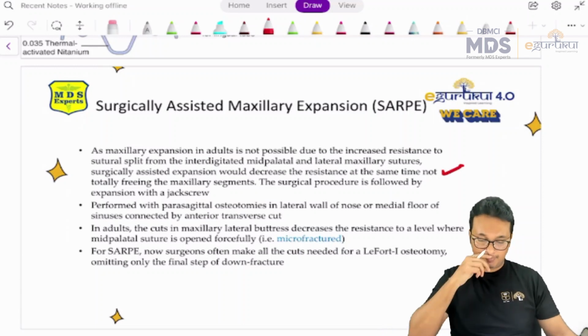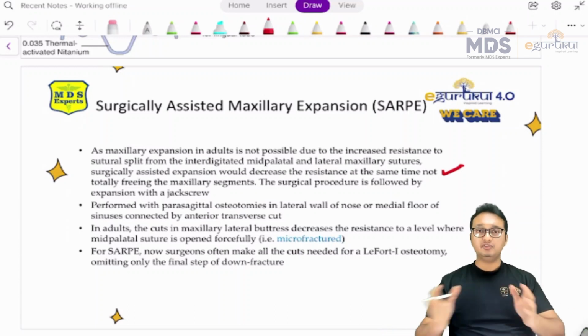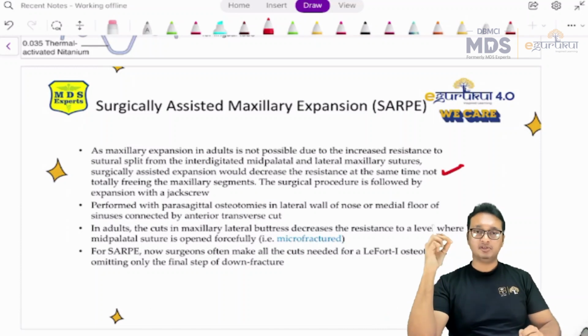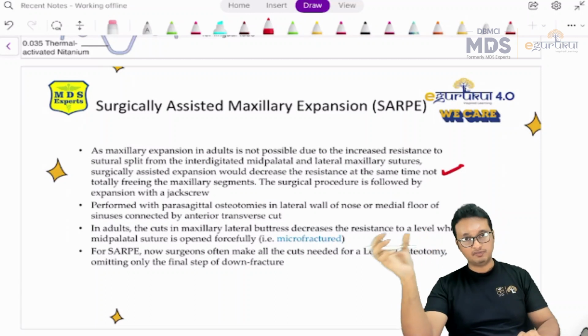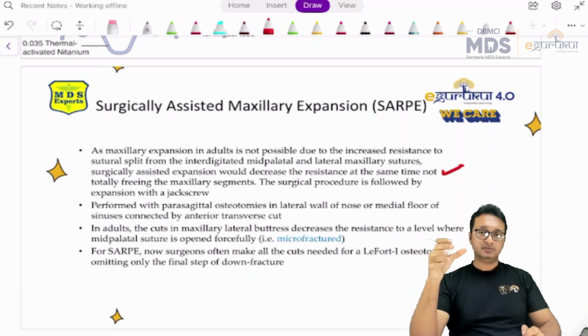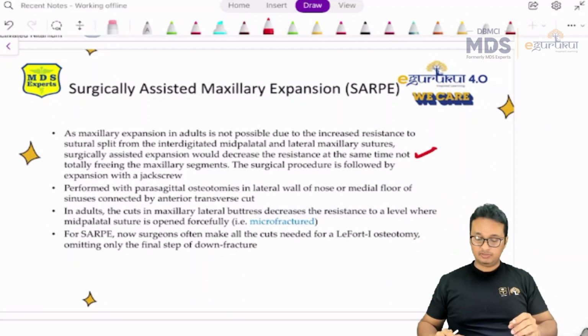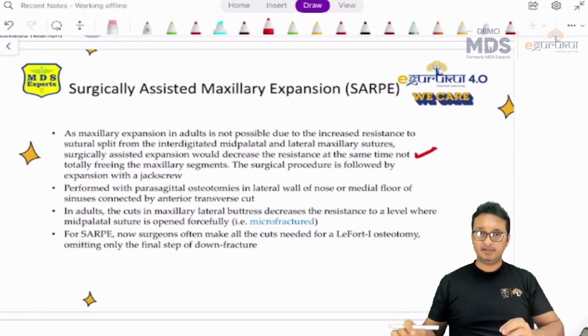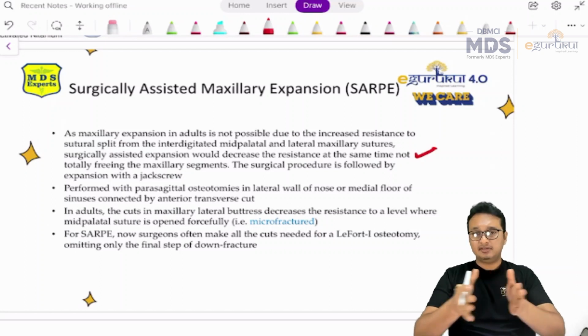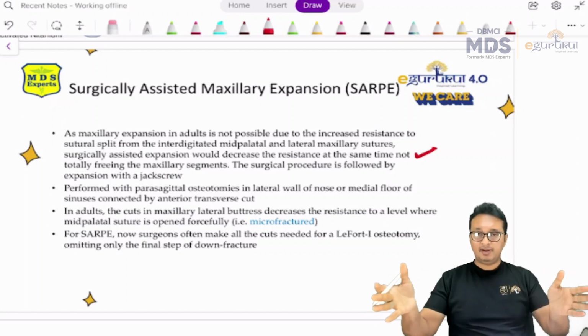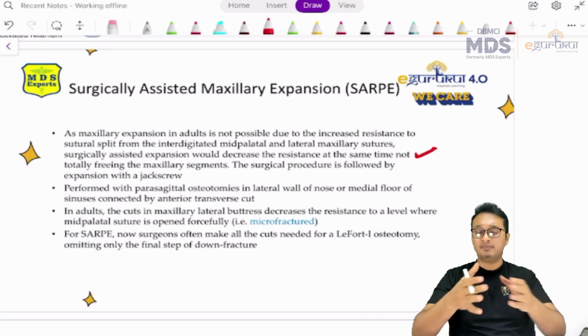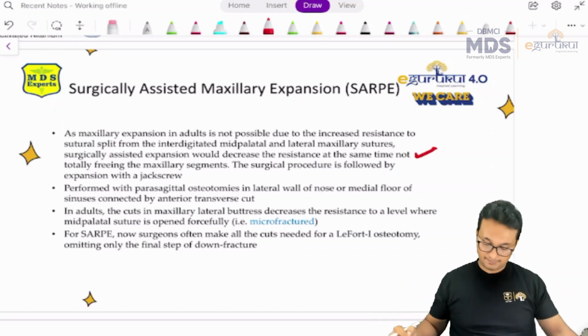So basically what happens here, we are freeing the sutures. We are doing some surgical intervention in order to free up the sutures along with use of a jack screw. So once the sutures are freed, once the Hyrax screw is activated, that leads to ease in the forces getting activated, and that leads to more expansion in a very short period of time.